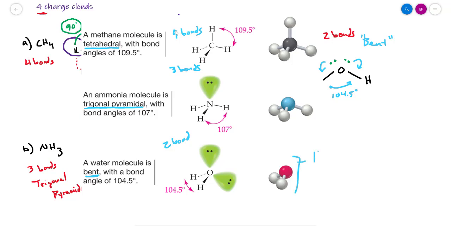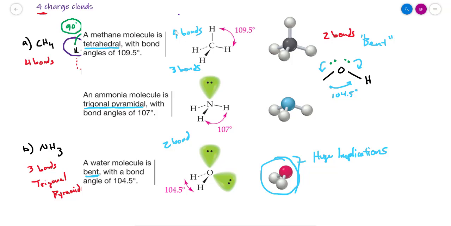This bent shape has huge implications for the physical and chemical properties of water, and really, not to overstate this, but the reason why the Earth exists at all and why life exists on Earth is really because of the bent shape of the water molecule.